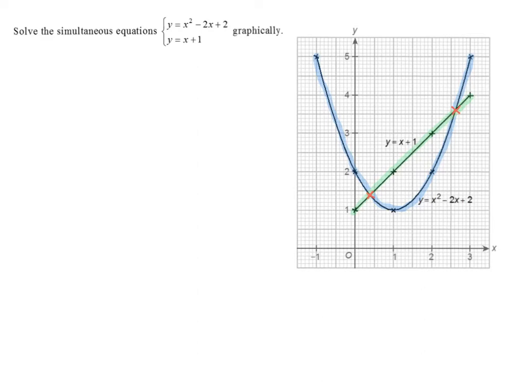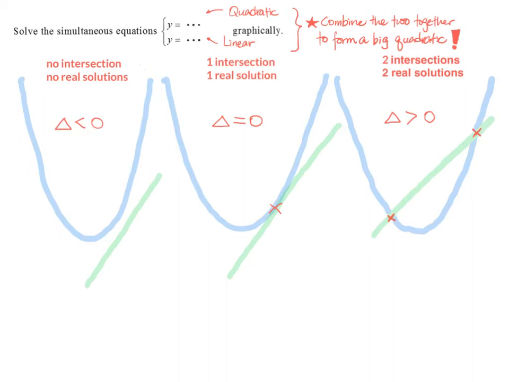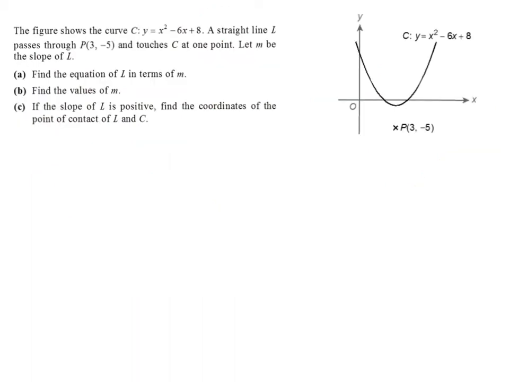Two answers. But when we have a quadratic and a linear put together, we could end up with one of these three situations. So if you combine these two together to form a big quadratic, then you can look at the delta or the discriminant of the big quadratic to see how many intersections there are without finding the actual solutions. So now let's consider this example.